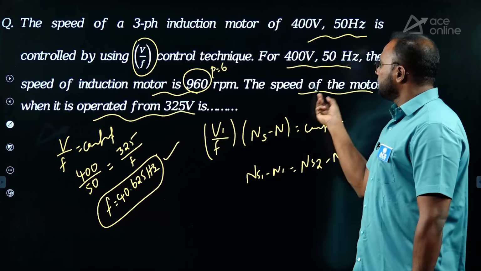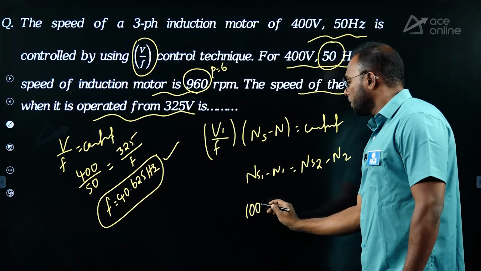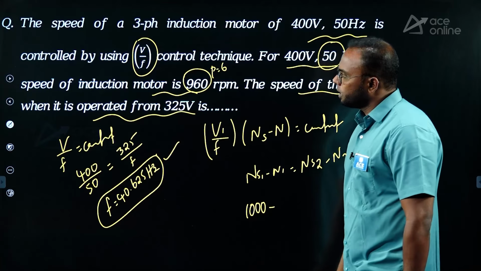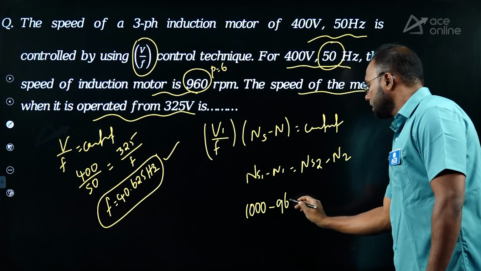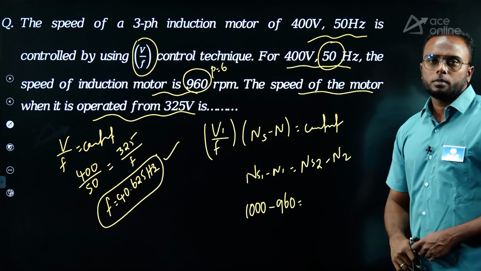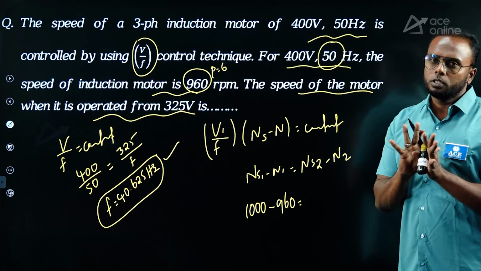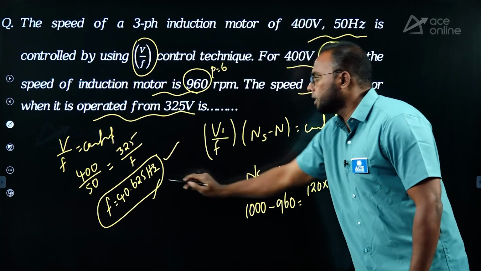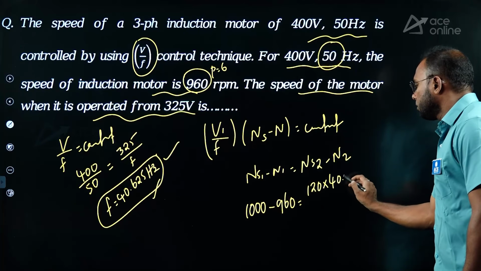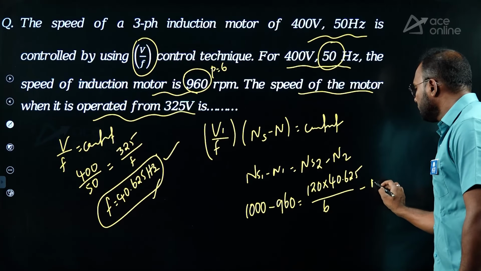And what is Ns1? At 50 hertz, 6 pole, it is 1000 rpm, minus N1, which is 960 rpm, no? This is equal to Ns2 minus N2. How to find Ns2? It is 120 f by P with the new frequency. Poles will not change. What is the frequency? It is operating now at 40.625, divided by poles 6, minus N2 unknown.